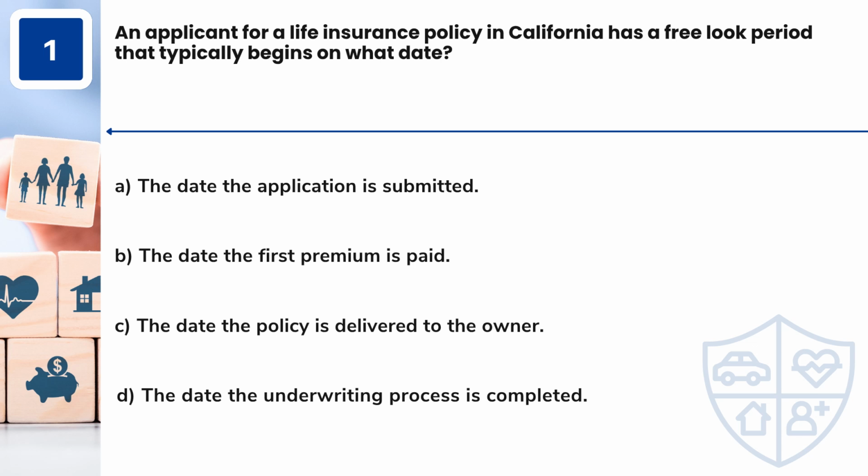Question 1. An applicant for a life insurance policy in California has a free look period that typically begins on what date? A. The date the application is submitted. B. The date the first premium is paid. C. The date the policy is delivered to the owner. D. The date the underwriting process is completed.